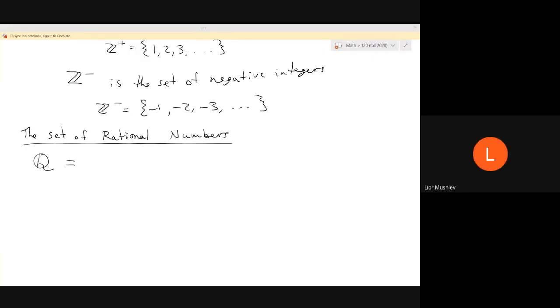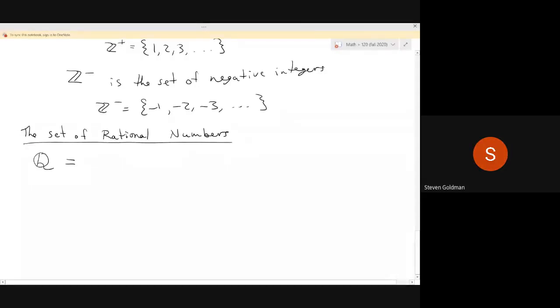P over Q as long as they're integers? Yep. One more thing. You're missing one part. Q is not 0. Yeah. Q is not 0. Exactly. Perfect. Good. Okay. So I'm going to write it here.